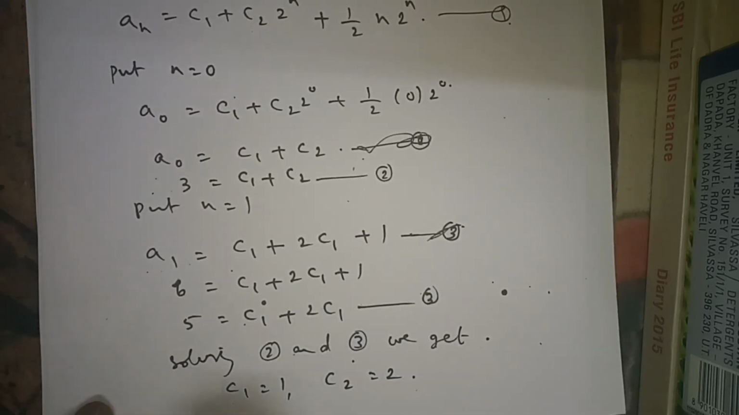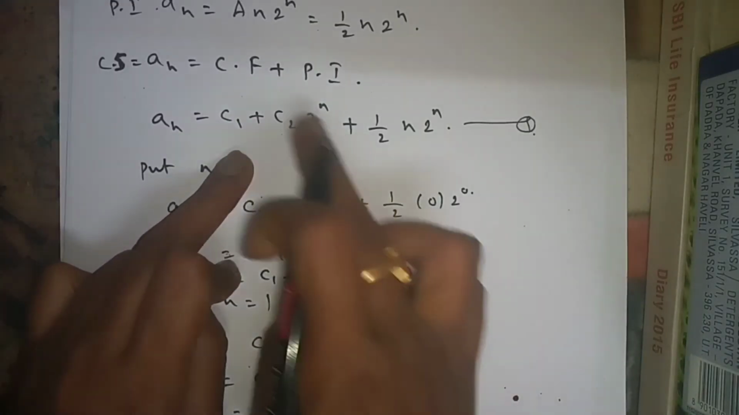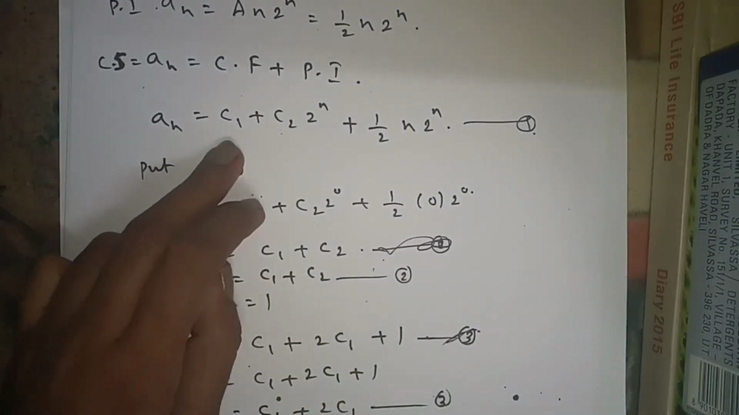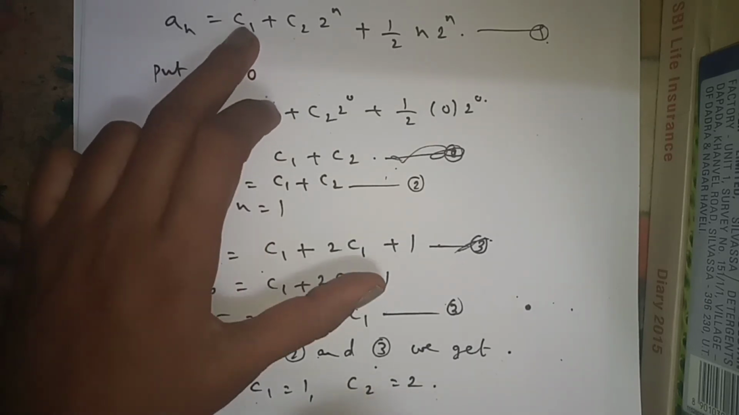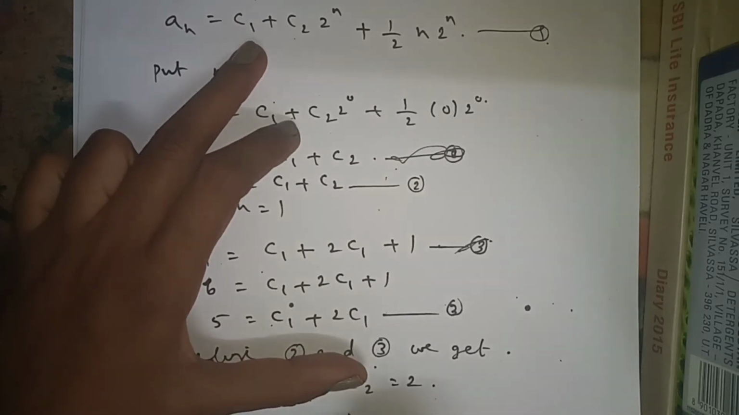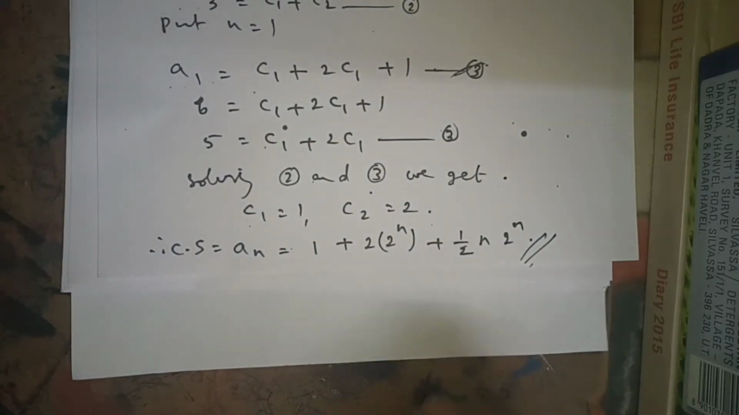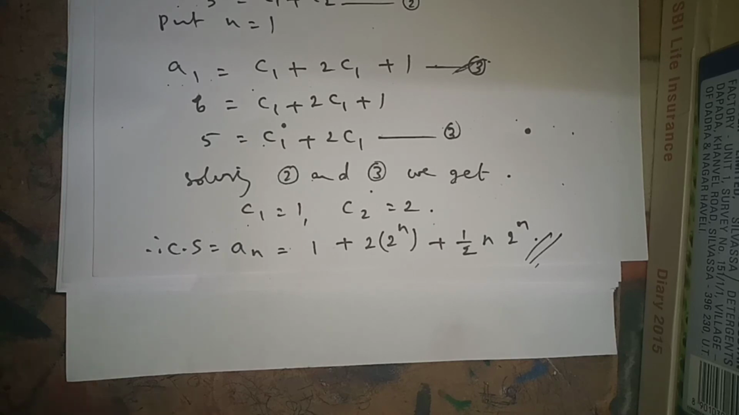Now therefore the CS complete solution is a_n is equal to CF plus PI. C1 and C2 values we will substitute. C1 is equal to 1 plus C2 is equal to 2, so (1 plus 2n) into 2 to the power of n plus 1 by 2 n into 2 to the power of n. This is the answer. CS means complete solution. Thank you very much.